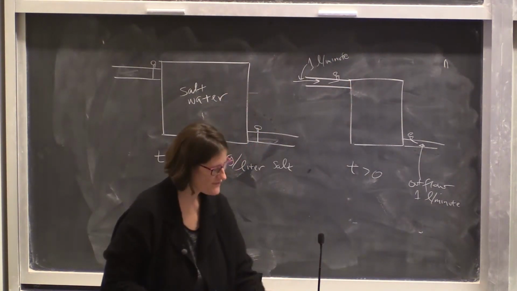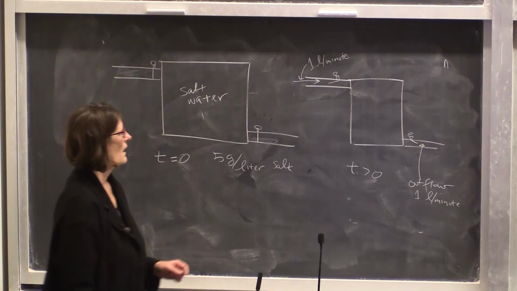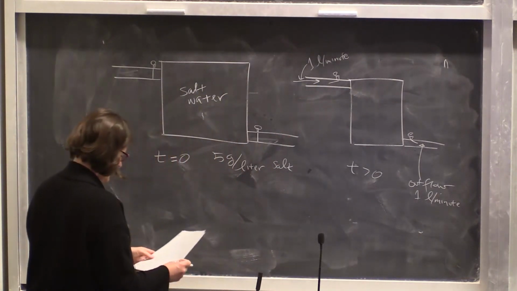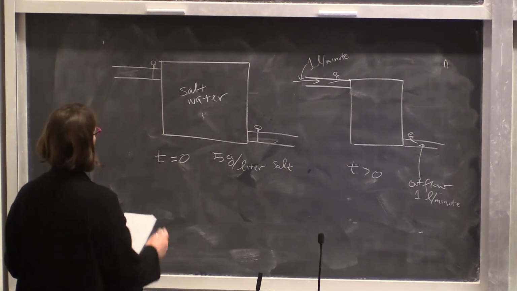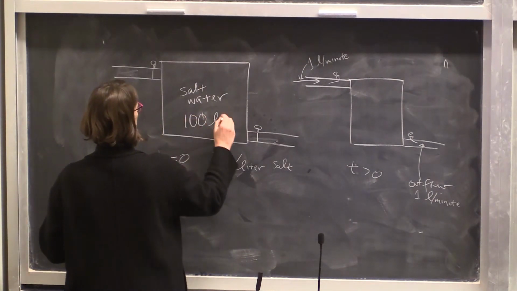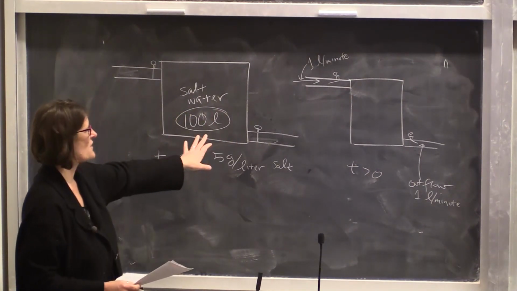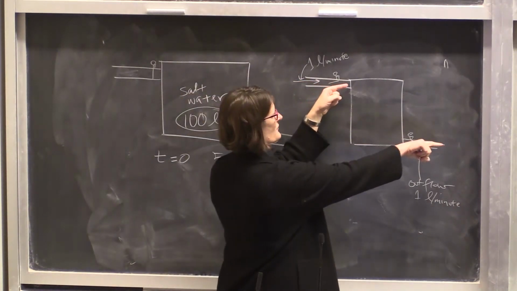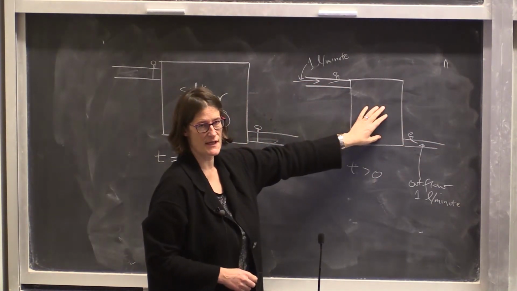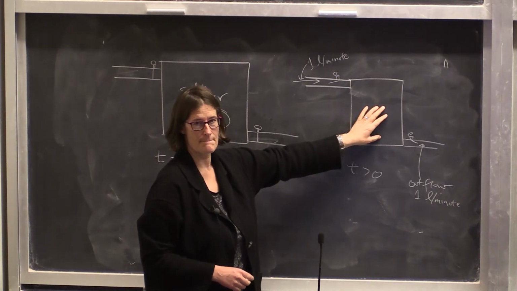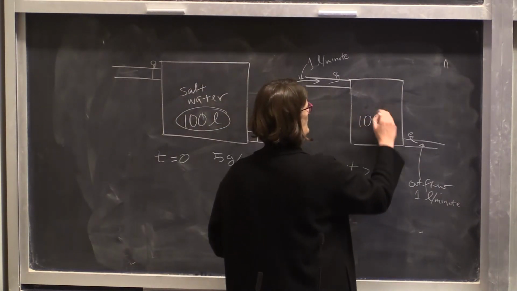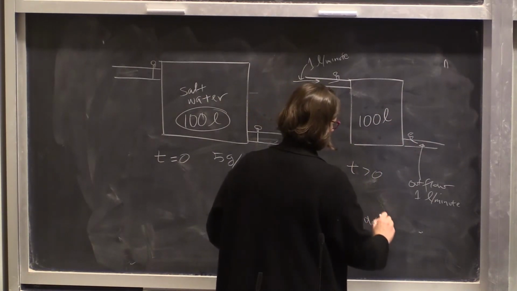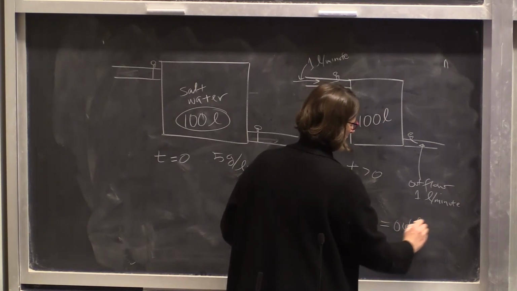So before we talk about what's flowing in and what's flowing out, if we start with a tank that has, how much water did I assume? 100 liters. So we start with 100 liters of salt water. If the inflow matches the outflow, how much liquid will be in here at any given time? 100 liters. So this is going to be 100 liters, and that's because the inflow rate is equal to the outflow rate.